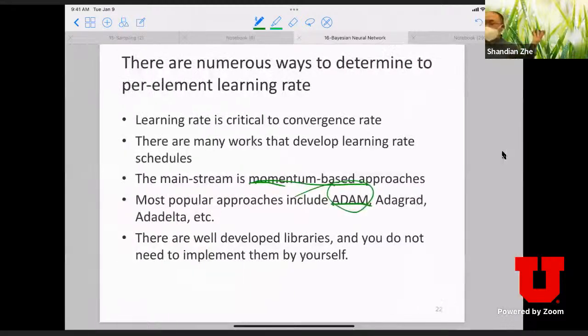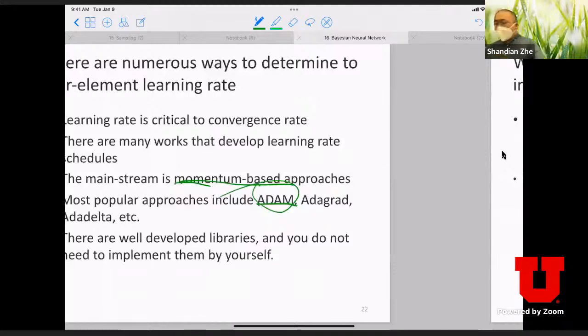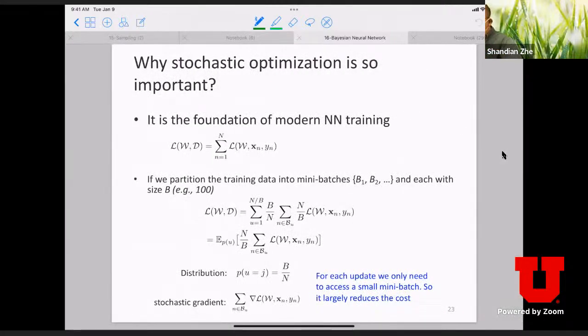Okay, so far, any question? This is just a general introduction of the stochastic optimization. Now we want to relate it to the most common usage, especially in neural network training. So why is stochastic optimization important, and why is it viewed as the foundation of modern neural network training?